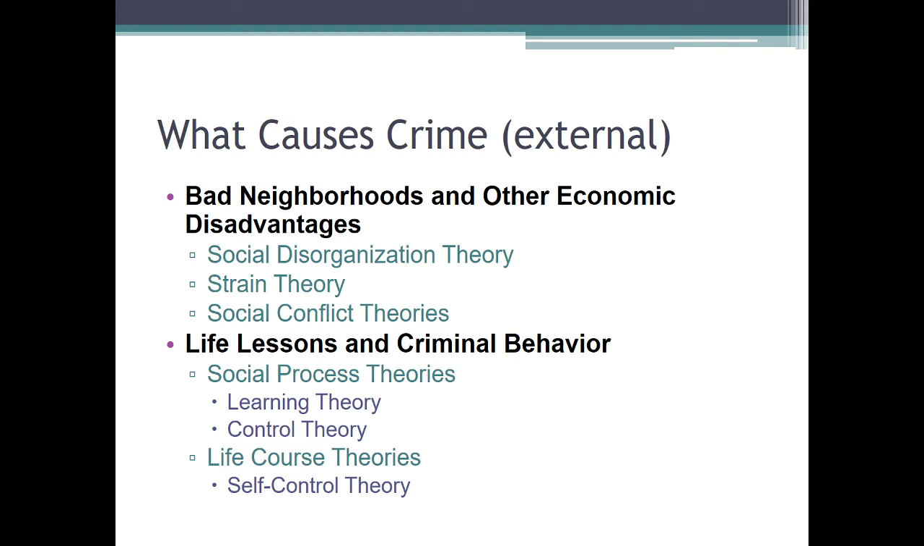Like social disorganization or strain theory or social conflict theory. These are all theories that say, what's the environment like that the individual is living in? Is something in the environment leading him to be more susceptible to committing crime? Is he being raised in a bad environment? Is he being raised in a violent environment? And then you have, again, this is an external explanation, learning theory or control theory or life course theory.